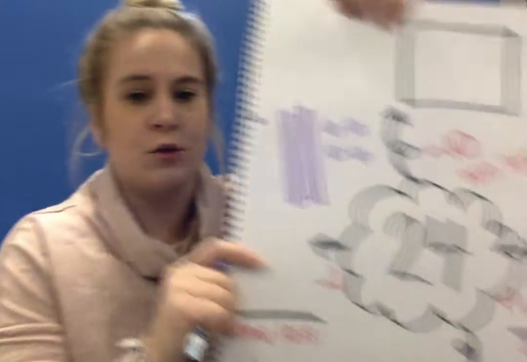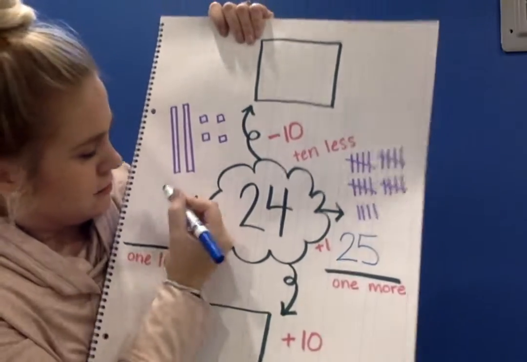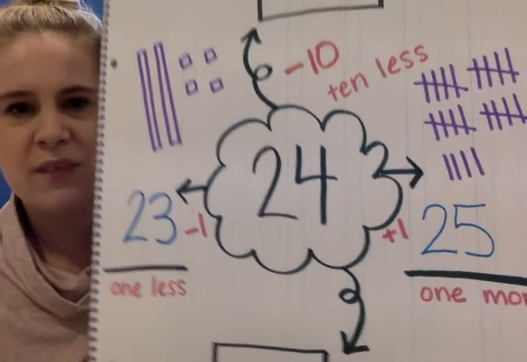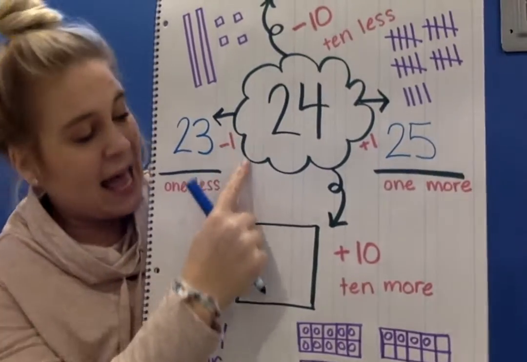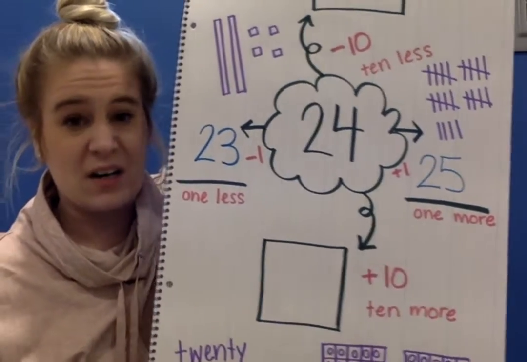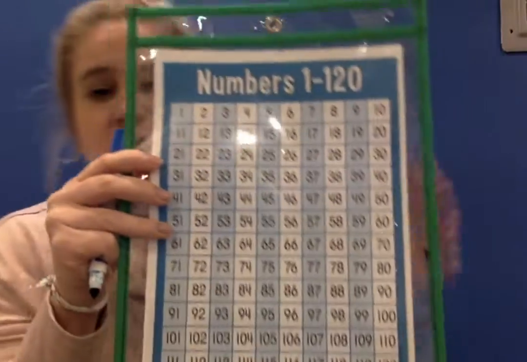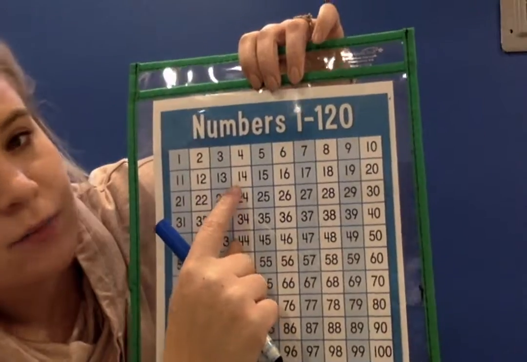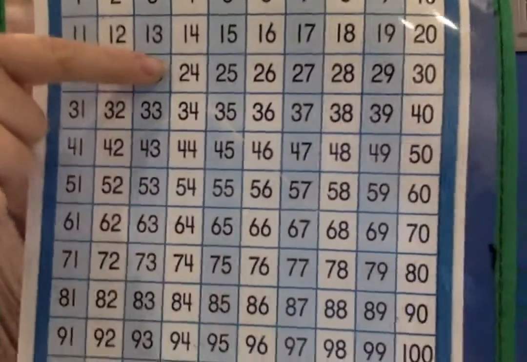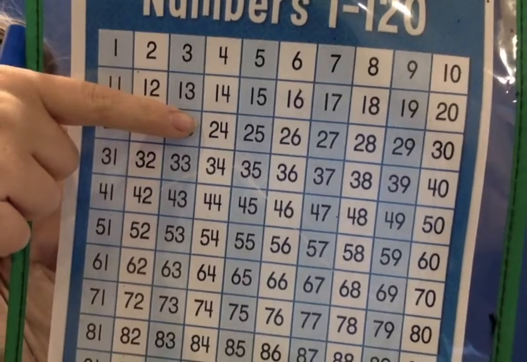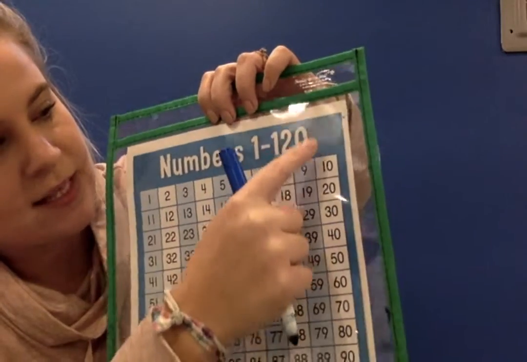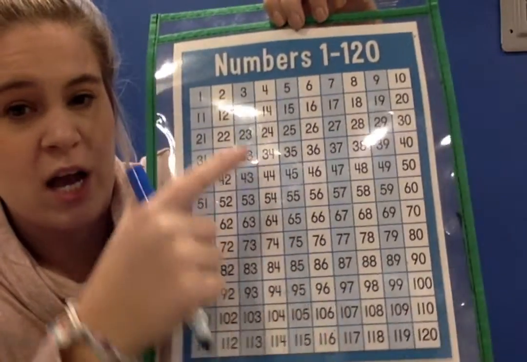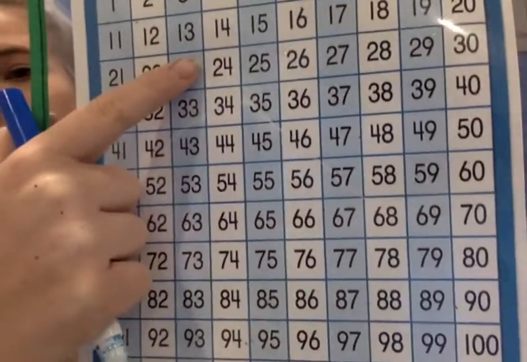So I'm going to go to 24, and 1 less is 23. What is 10 more than 24? On a 120 chart, 10 more we go down. So let's find. 24 is right here. What is 10 more than 24? 10 bigger. When I count by tens, they go down like this. 10, 20, 30, 40. It gets bigger by 10 each time. What's 10 bigger than 24?